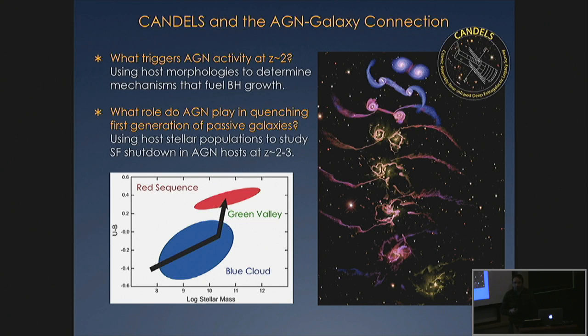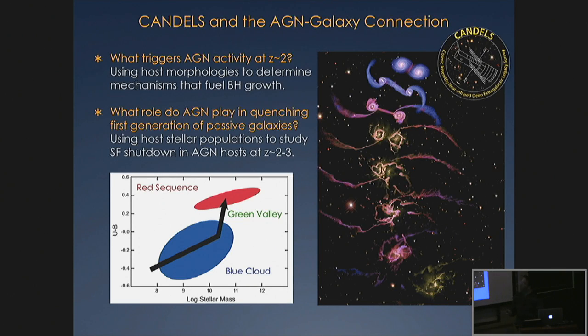So what I'll be talking about today is really trying to address 2 questions. The first is, what triggers AGN activity at redshifts of 2? Simulations and fueling models tell us that mergers should be the dominant mechanism driving black hole growth at these redshifts. So one of the first things we wanted to test was, if we actually pick out these AGN in our survey fields, do we find any evidence linking them to an increased incidence of merger activity?